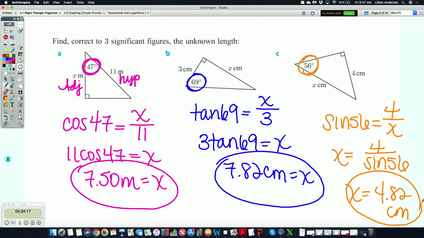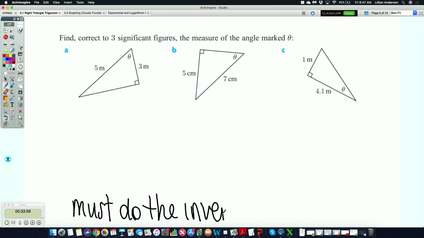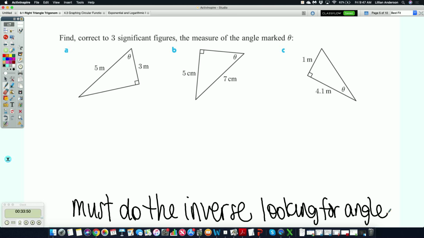Good stuff. All right. Don't forget, you also use Sohcahtoa to find the value of an angle. Anytime you're looking for an angle, you must do the what? The inverse. You must do the inverse when you are looking for an angle. You still set it up the same way, but this time you'll do the inverse.